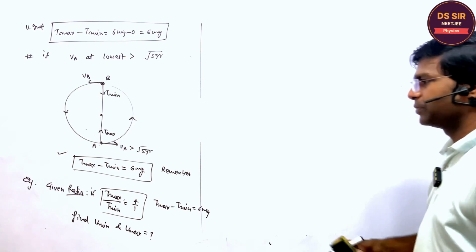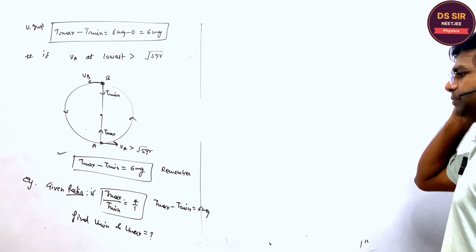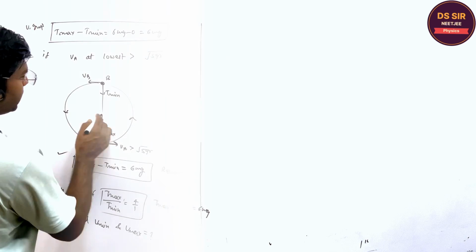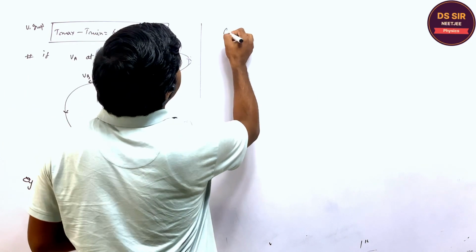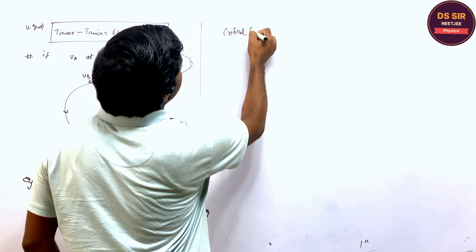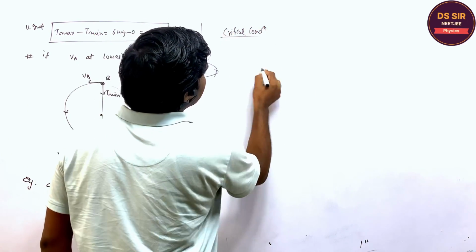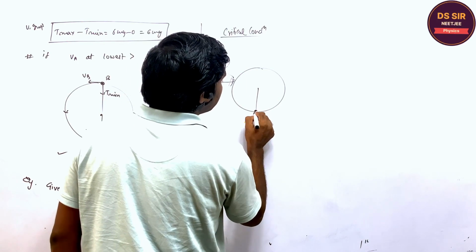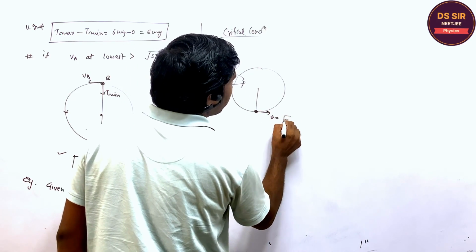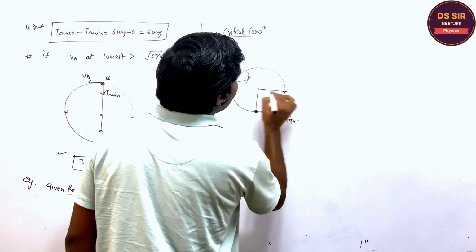Copy this question. Suppose this is the critical condition. What is the critical condition? What is the speed over here? Say root 5gr. Are you getting or not?